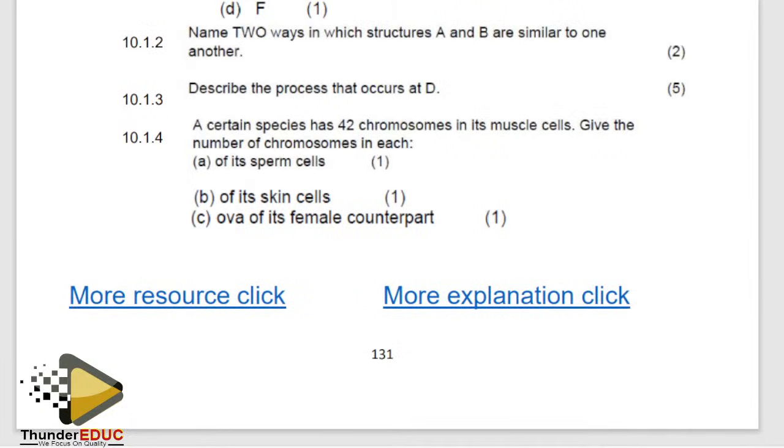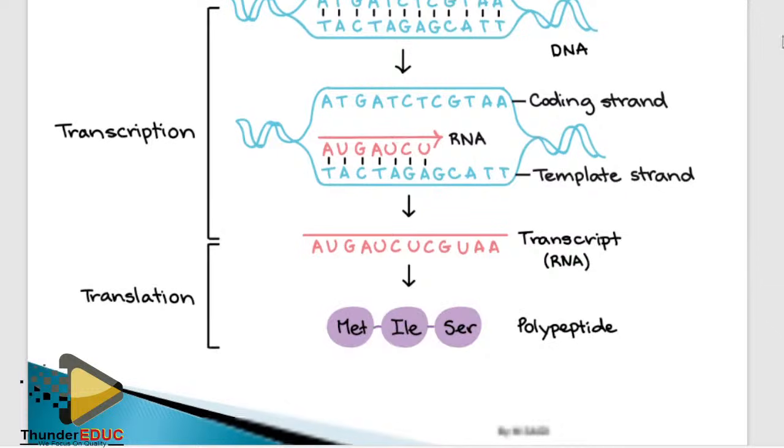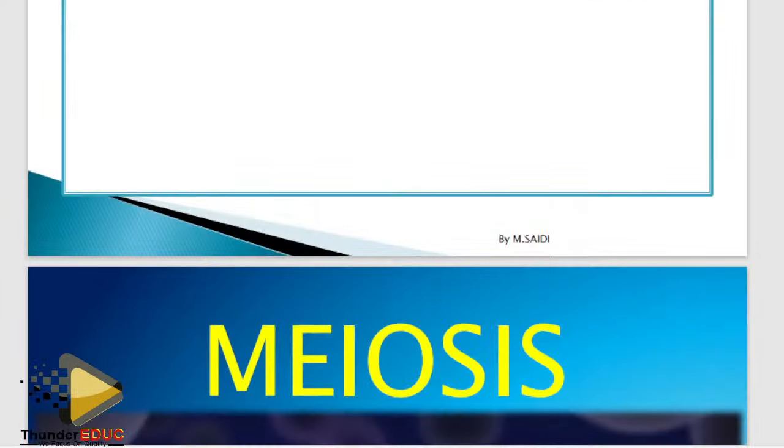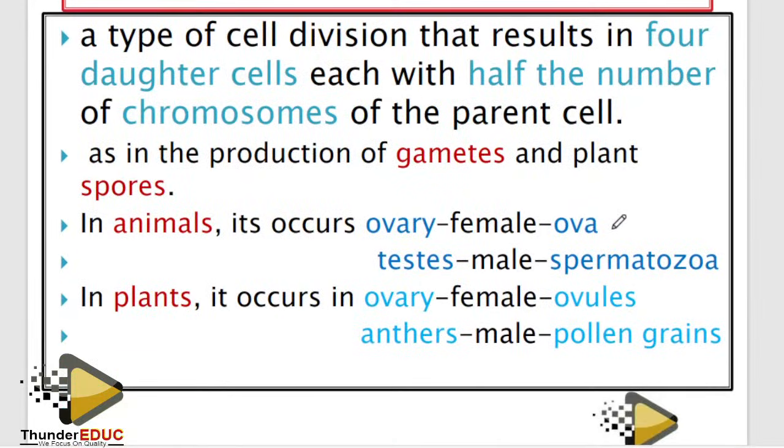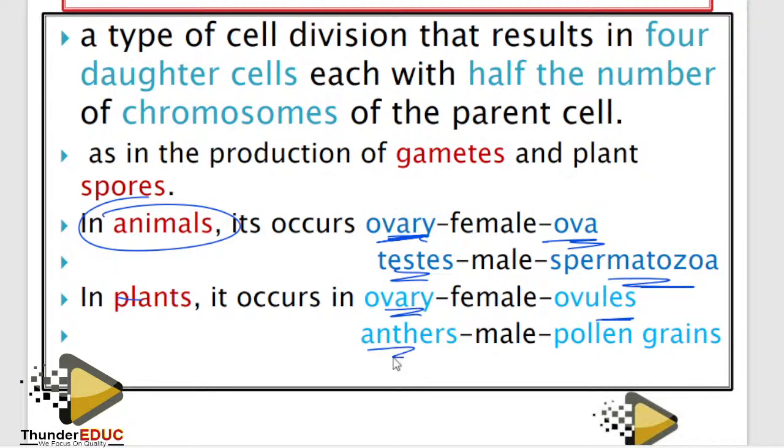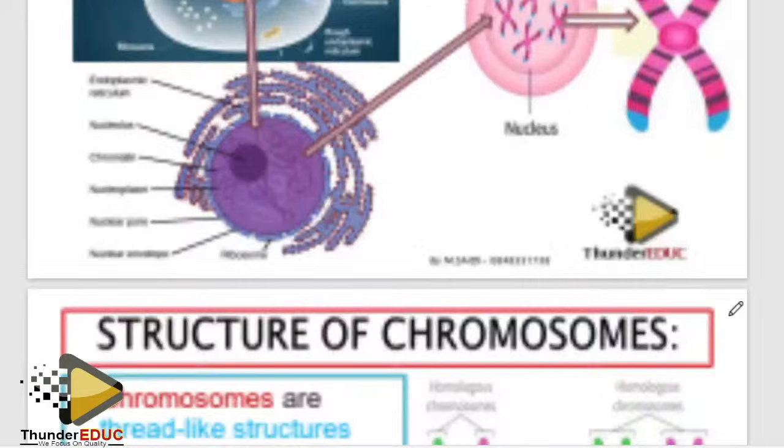I know that you guys will make it. Lastly, before I go, where does meiosis occur? It occurs in the ovary to form ovum, testis to form spermatozoa, then in plants, ovary to form ovules, anthers to form what? Pollen grains. That's it.